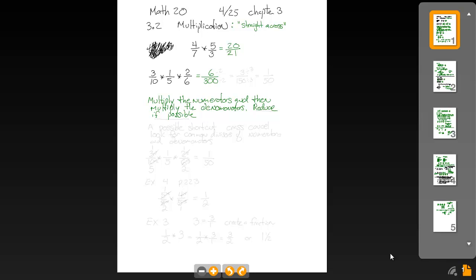The second one, can it reduce any? Okay, I see that they're even. So what I usually do is pull out 2's when I see that they're even. You might see that they have 6's in them or 3's in them. All that would work out quite nicely. Now I see that they have 3's in them. And I get 1/50.